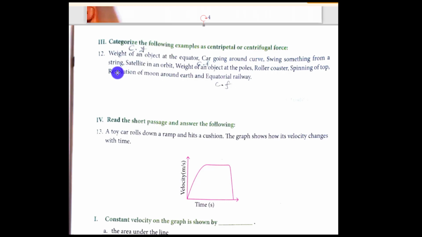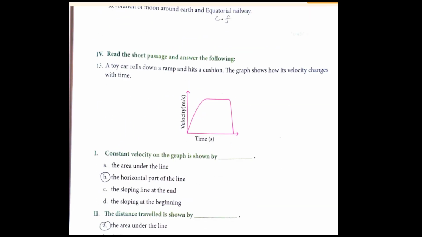Swing something from a string. Centripetal. Satellite in an orbit. Centripetal. Weight of an object at the poles. Centrifugal. Roller coaster. Spinning of a top. Centripetal. Revolution of moon around the earth. Centripetal. Equatorial Railway. Centrifugal. Analyze these examples with the concept. Then you can easily differentiate between centrifugal and centripetal force.